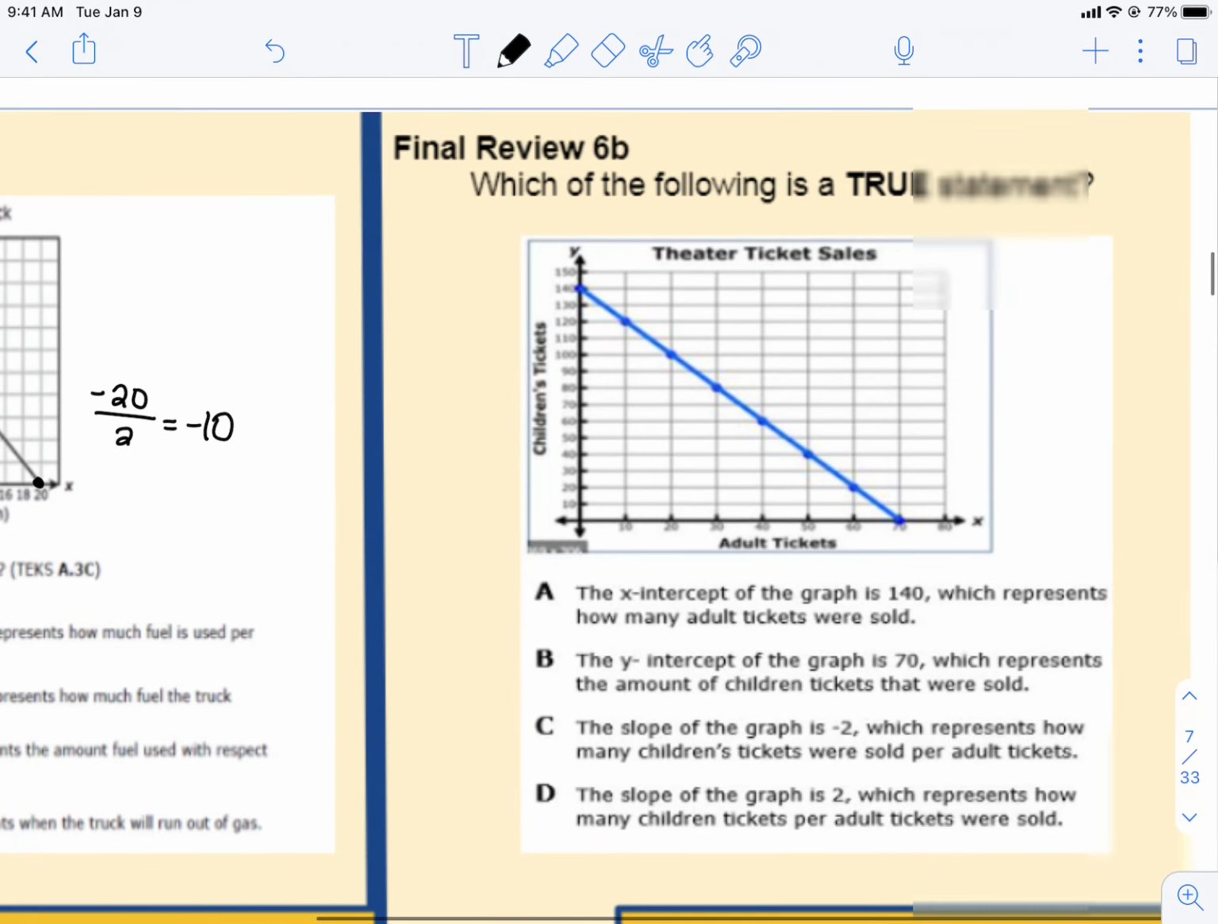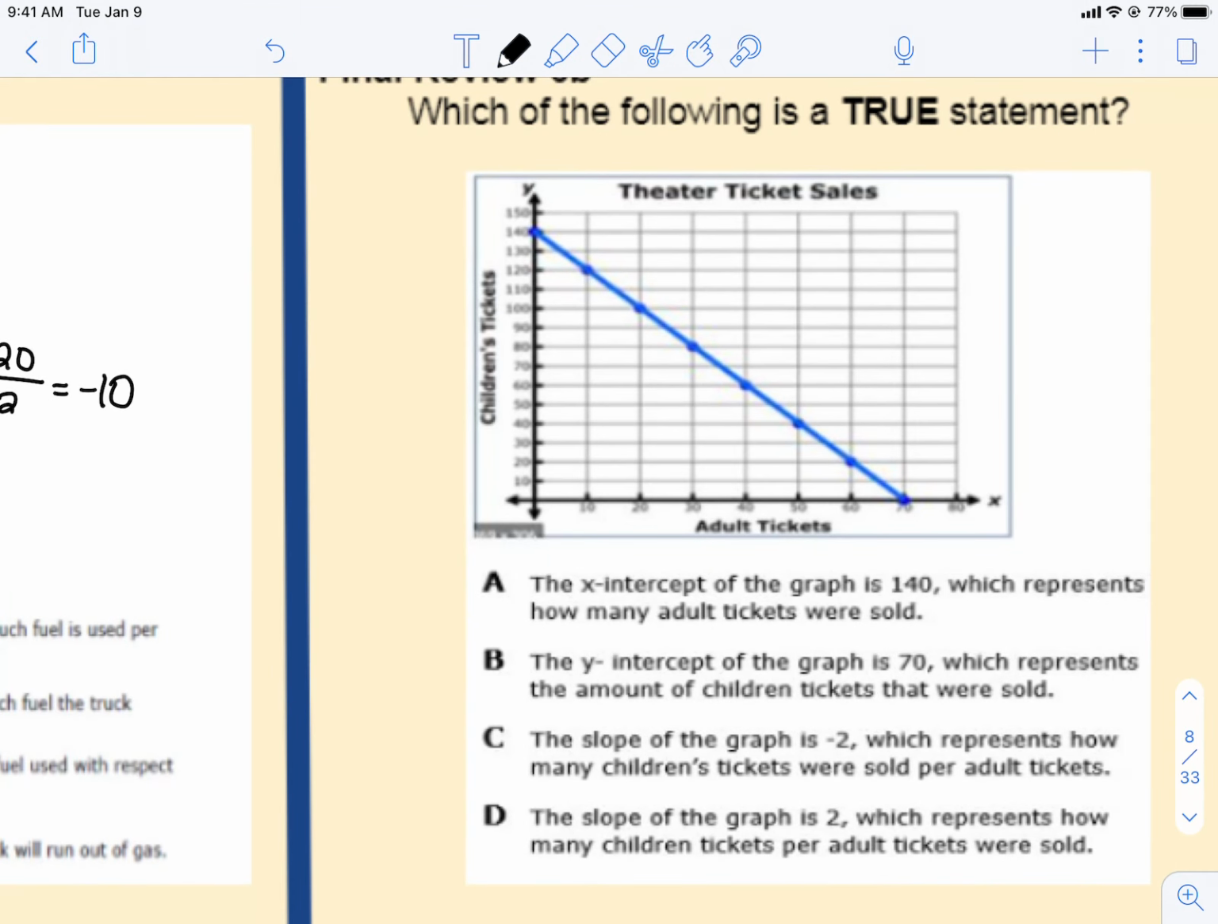Okay, looking at the next one. Which of the following is a true statement? A: the x-intercept of the graph is 140, which represents how many adult tickets were sold. Again, my x-intercept right here is 70, so that is not correct. B: the y-intercept of the graph is 70, which represents the amount of children tickets that were sold. My y-intercept is at 140, so that doesn't work. They're trying to confuse you by flip-flopping those, so that doesn't work.